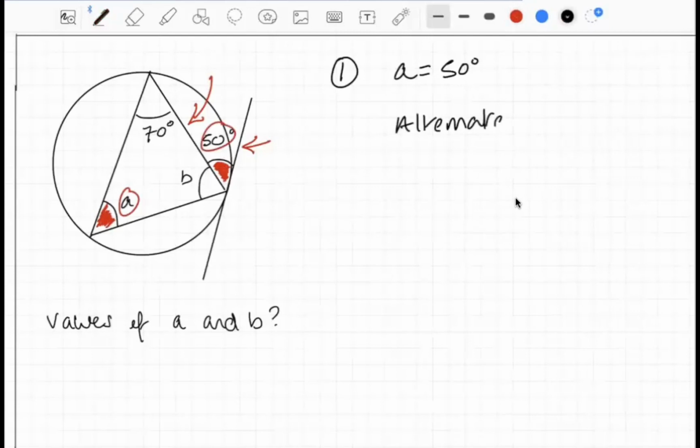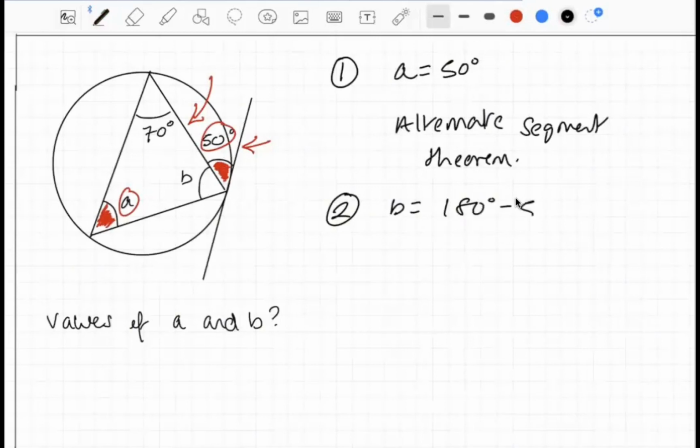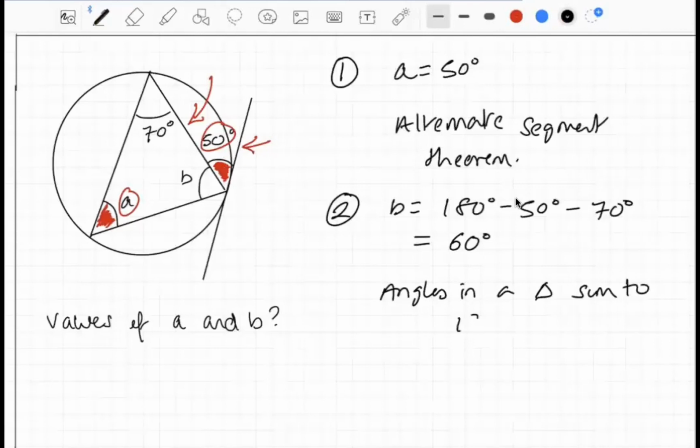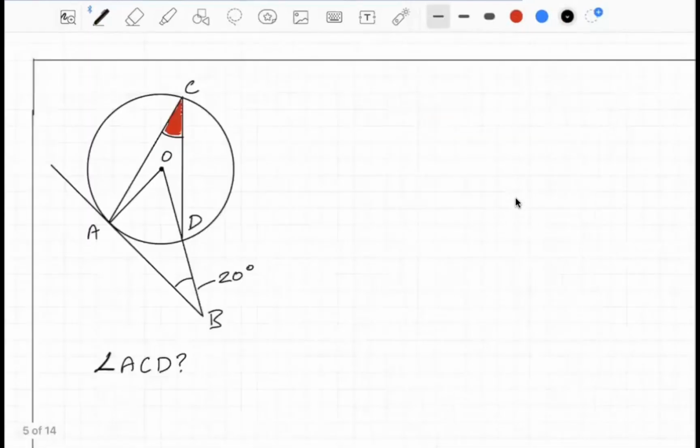And this is the alternate segment theorem. Perfect. And now that we know that A is 50 degrees, angle B is going to be 180 minus 50 minus 70, which is going to be 60 degrees. Because the angles in a triangle sum to 180 degrees. Perfect. Let's move on.